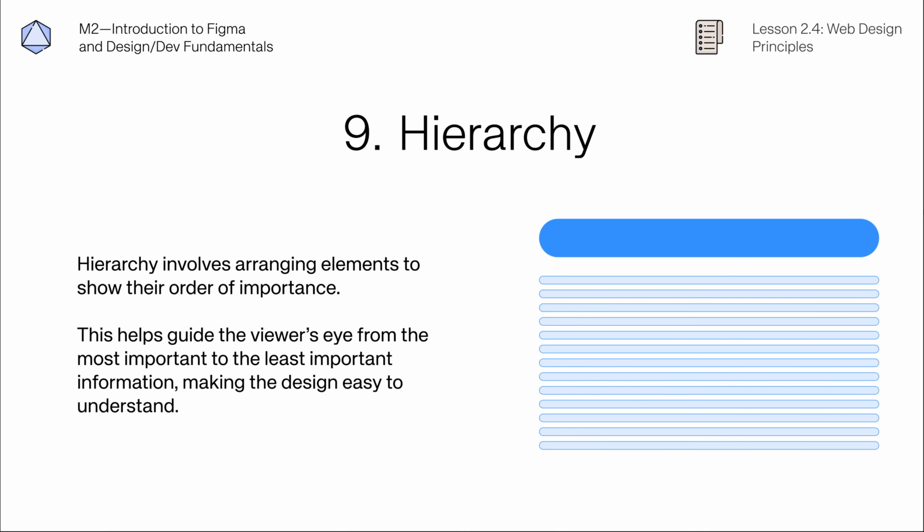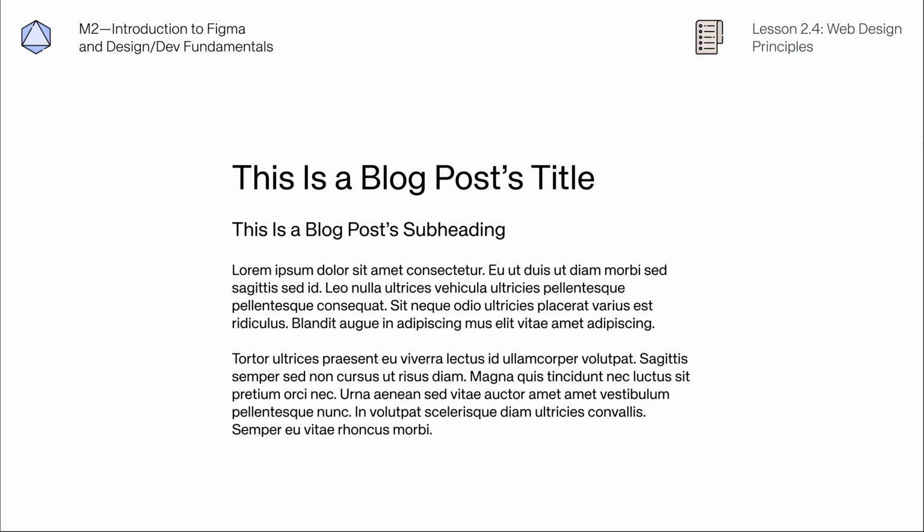Number 9 is hierarchy. Hierarchy involves arranging elements to show their order of importance. This helps guide the viewer's eye from the most important to the least important information, making the design easy to understand. For example, on a blog post page, the title is usually the largest and most prominent element, followed by the subheadings and then the body text. This hierarchy guides the reader's attention from the most important to the least important information.